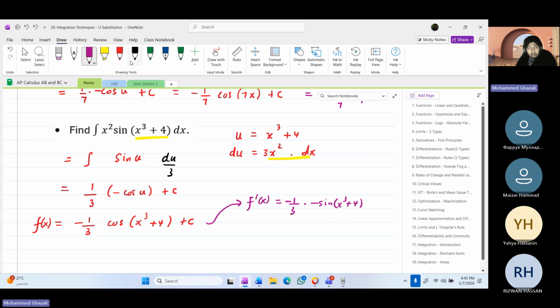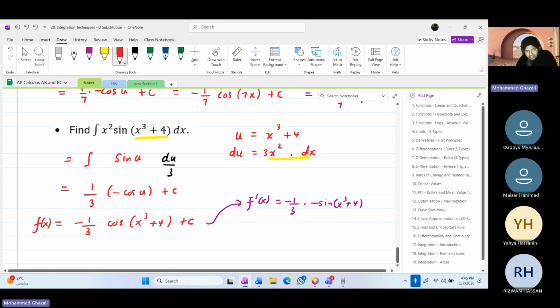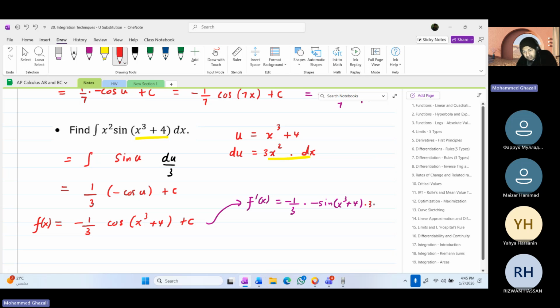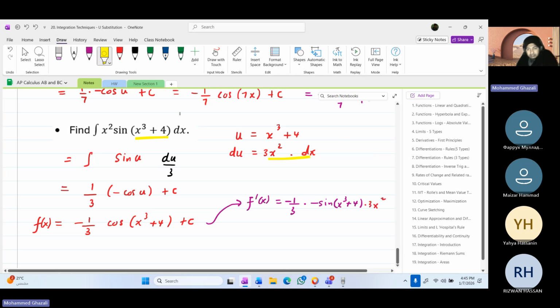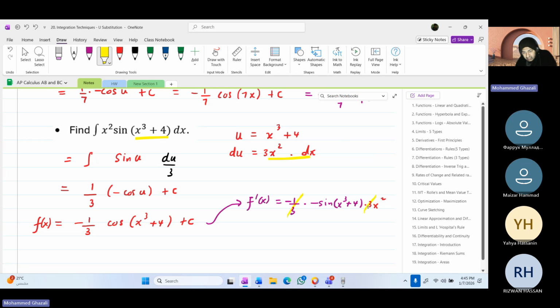And now you know the rules for derivatives. You have to differentiate the inside as well. If you differentiate the inside, you get 3x squared. And guess what? The negative 1/3, the 3 and the negative cancel out. So we get x squared sine of x cubed plus 4, which is the inside. That's how you check whether your answer is correct: differentiate your final answer and see if you get everything on the inside of the integral.